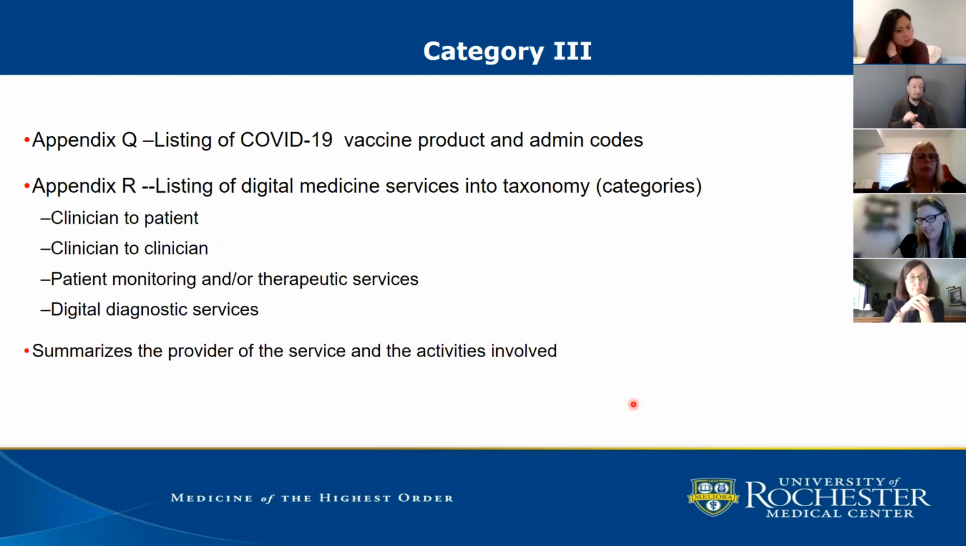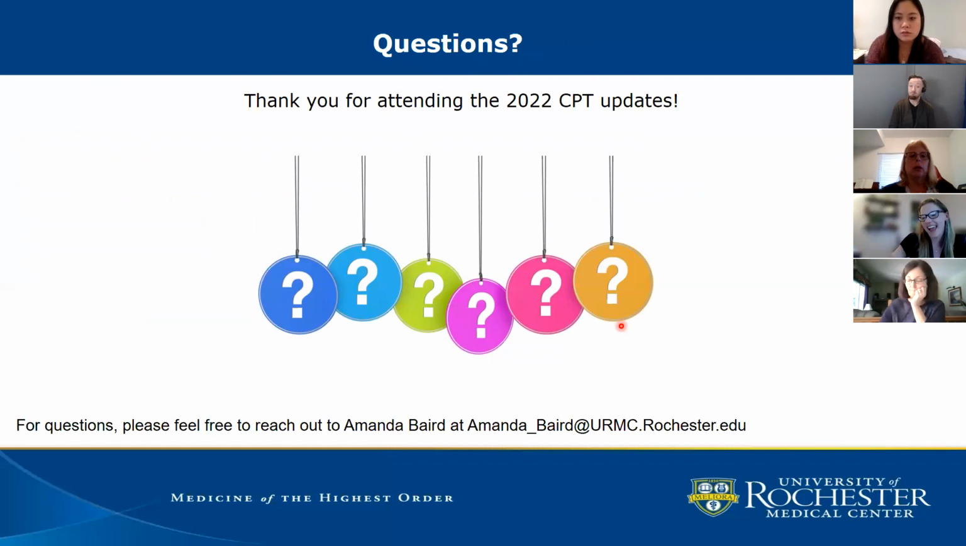So the last piece for the category 3, Appendix Q, that's new. So we have that listed here, and that also has our COVID-19 vaccine products. There's also Appendix R. That's a listing of all digital medical services into different categories, whether it's clinician to patient or clinician to clinician. And then there's also a piece that summarizes the provider, the service and the activities involved. So with that, that concludes the 2022 CPT updates.